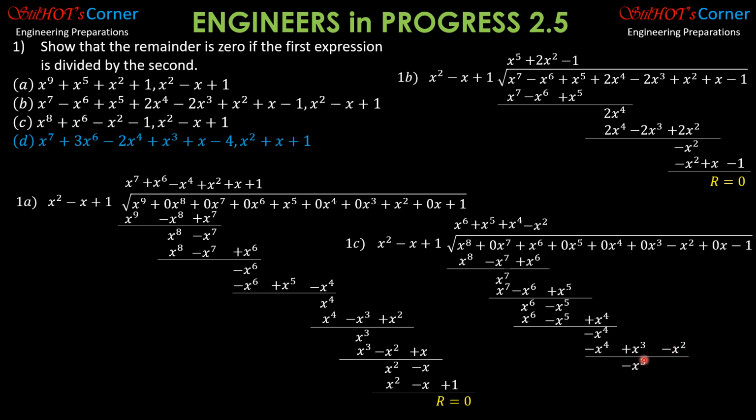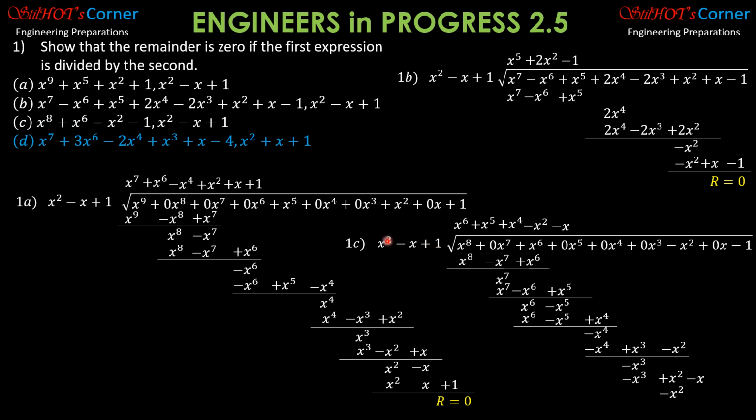So we have negative x cubed here divided by x squared, negative x times x squared, negative x cubed. Negative x times negative x is positive x squared. Negative x times 1 is negative x. Then we subtract again. So we have 0 eliminated, negative x cubed. 0 minus x squared is negative x squared. Then 0 minus negative x is positive x. So we have negative x squared plus x.